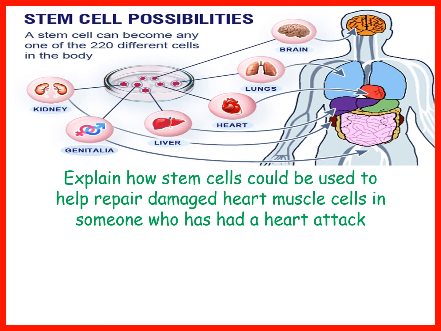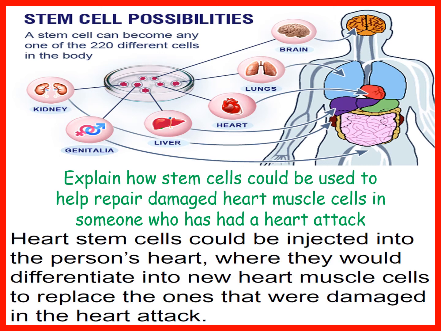So for instance, explain how stem cells could be used to help repair damaged heart muscle cells in someone who has a heart attack. So what we could do is we could get some stem cells and inject them into the person's heart, and they would then differentiate into those new heart muscle cells. And what you're doing is you're not repairing the cells that are damaged, you are replacing them with the stem cells that have been injected, which then differentiate into the new heart muscle cells. And effectively, by replacing those damaged cells, you're helping to repair the tissue or the organ, which in this case is the heart.